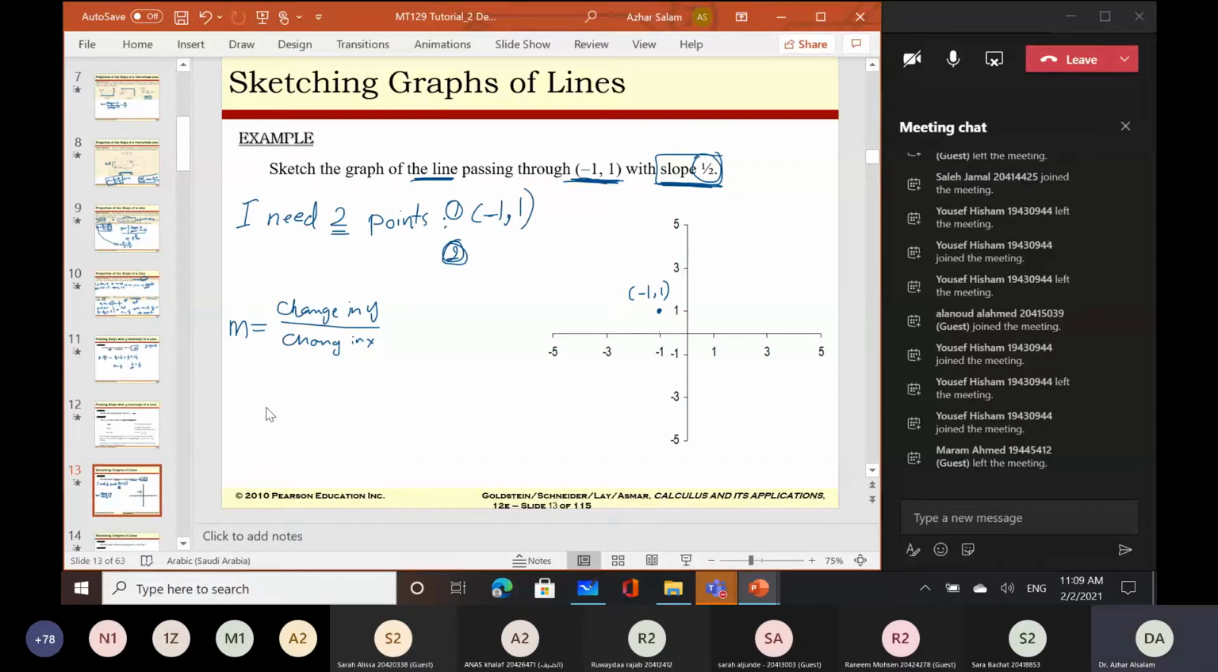Then the second point, I will move 1 unit. Okay, I will move 1 unit to the right. So x will be 0. 1 unit, x will be 0. Okay, then y will be here, should be actually 1/2. The slope given is 1/2. M, change in y, divided by change in x equals 1/2. So I have here to find the value of y.